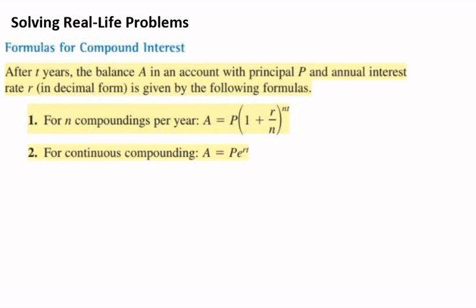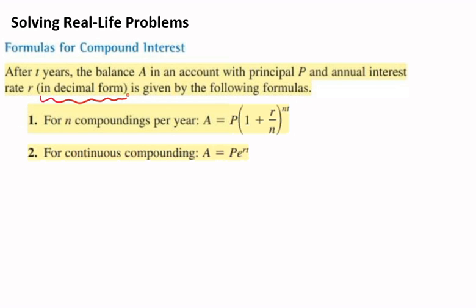In this video, we're going to be talking about the formulas for compound interest. So we'll practice a couple examples where we find the balance of compound interest and find the compound interest as well. So after 2 years, a balance A in an account with the principal P and an annual interest rate of R in decimal form, and that's important, decimal form, is given by the following formulas. For n compoundings per year, we have A equals P times the quantity 1 plus R over n raised to the nt power, where n is the number of times per year.